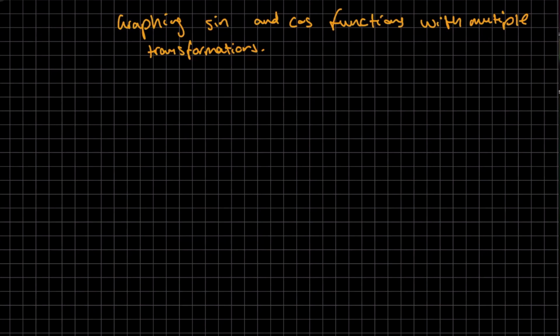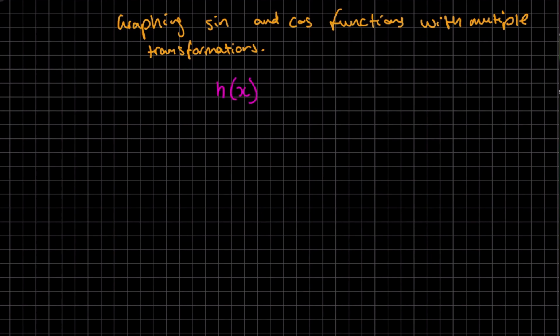Hello everyone. Today we are going to be going through how to graph some sine and cos circular functions that have multiple transformations added to them. Let's begin by illustrating this concept with a cos graph, but note that the same steps can be applied to graphing a sine graph. Okay, let's begin.